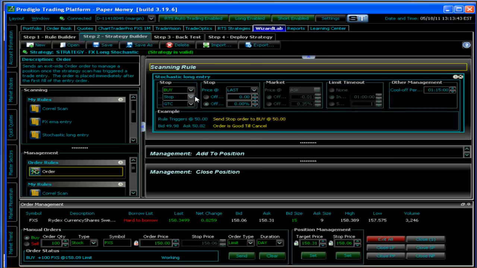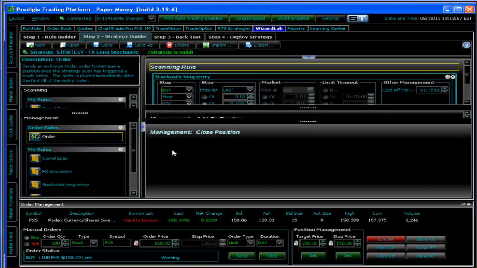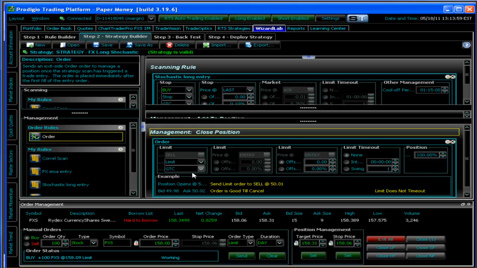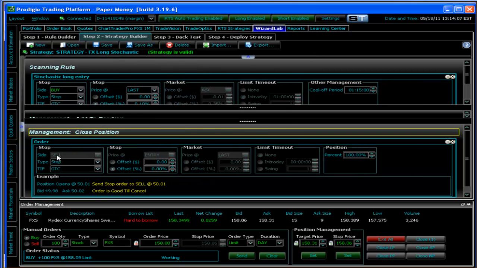And again, let me read an example here. A buy stop at positive 0.1%, if it was trading at $50, it's going to send a buy stop at $50.05, as simple as that. But let's go down here and let's say as part of my management I have an order rule for the stop. Now these will behave identically to the scan, but they'll always be tied to the opposite side.